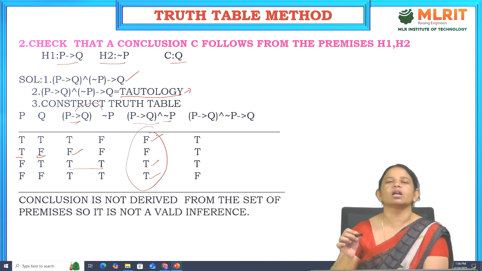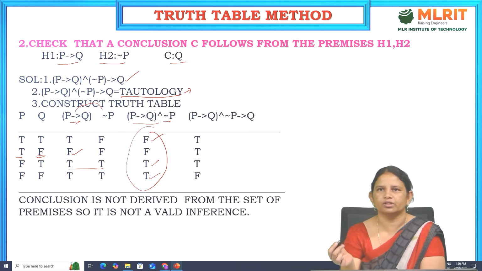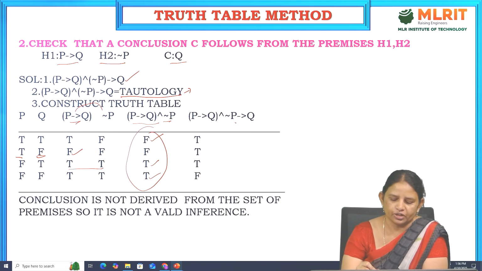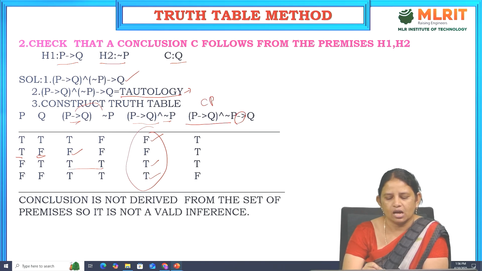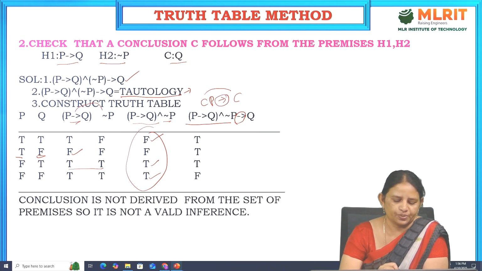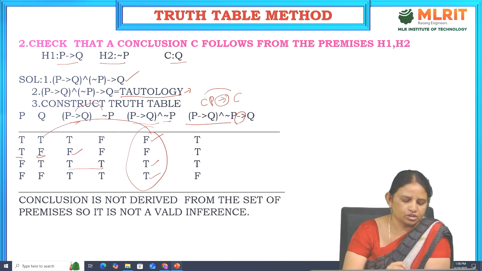But our aim is to derive the conclusion. For this reason, we need to take the conjunction of premises. These are the conjunction of premises. Then the conclusion. For these two things, we need to apply the implication rule. That means P implies Q and negation P implies Q. False, true is true only. Again, false, false is true only. True, true is true only. Then true, false is false only.